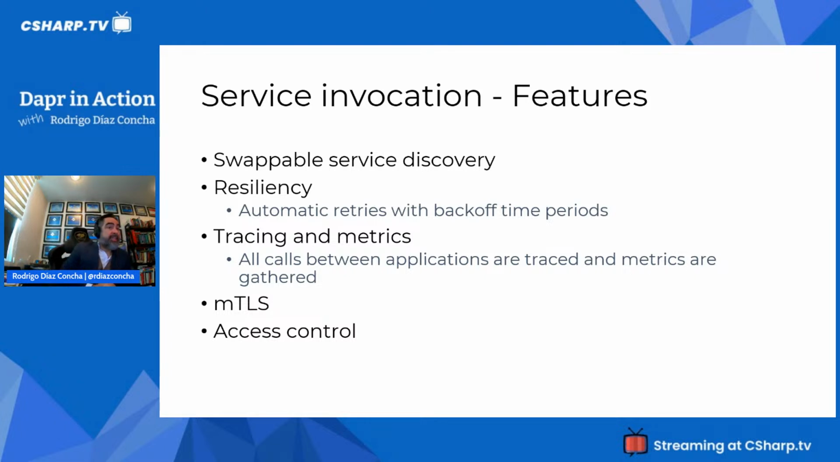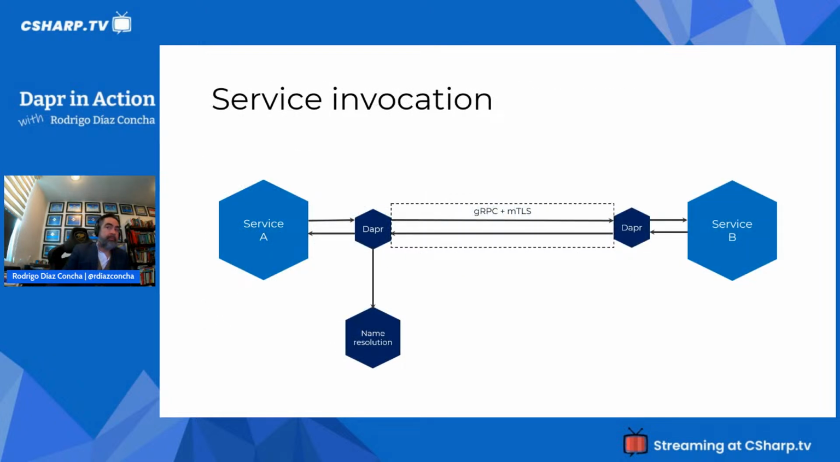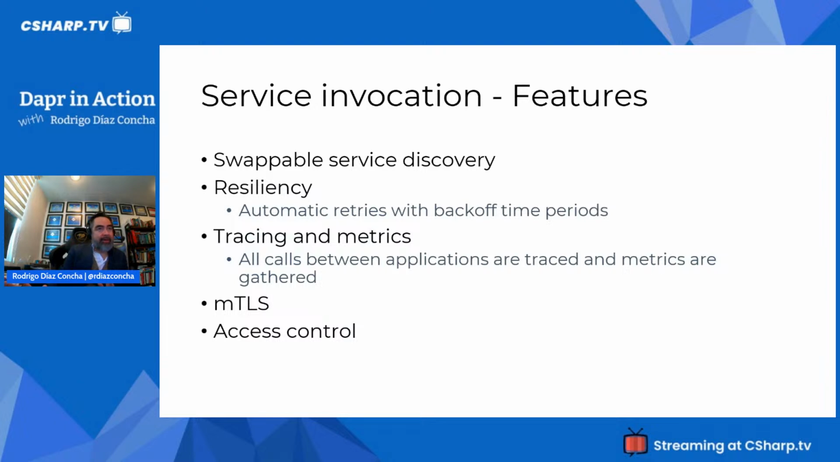The other feature is resiliency, because what can happen if service B goes down? What happens in that case? Can you imagine that in your solutions you have something like this, and service B throws an exception or goes down, or not even service B, but the server that is hosting service B? What happens? So luckily, we have the resiliency feature baked into the service invocation building block.